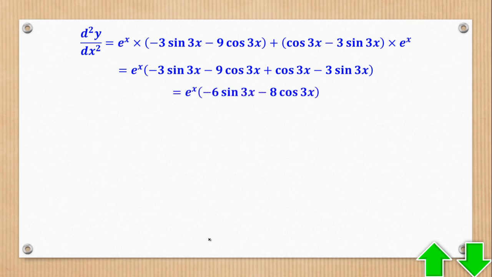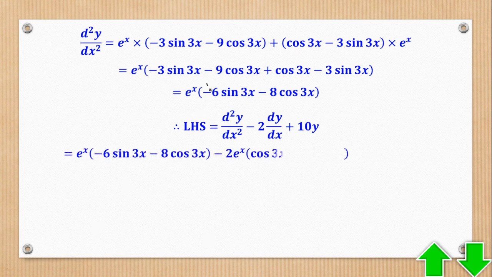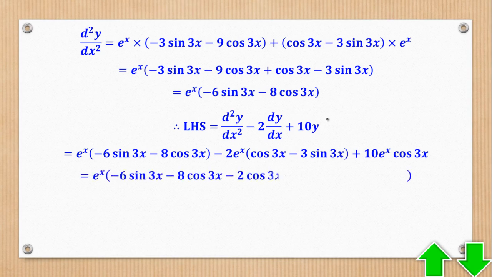Collect like terms. Then I'm now going to substitute. I know that left hand side is equal to that. So substitute this here, substitute first derivative here, and substitute y here. Then you simplify until you get the right hand side. So I'm going to simplify until I get 0. So do you see that e^x is common in all? That is why I pulled it outside. So here I remain with this, here that.